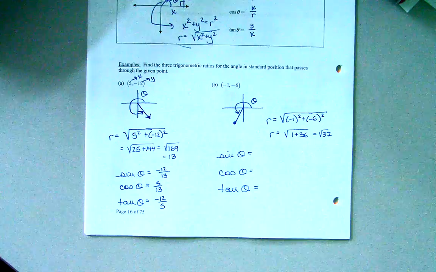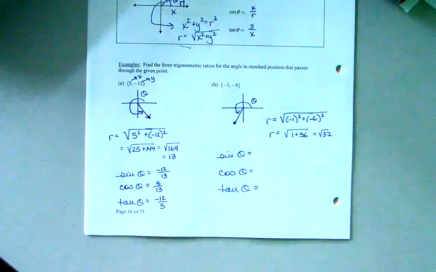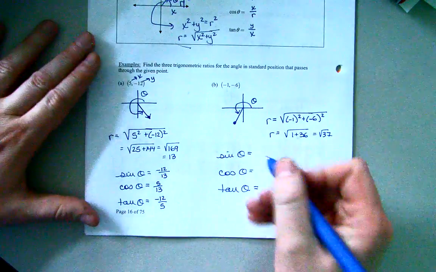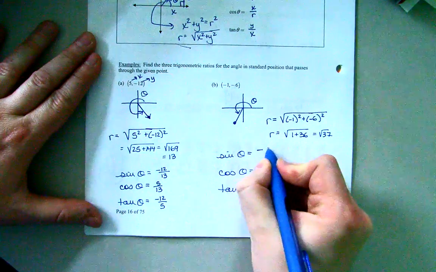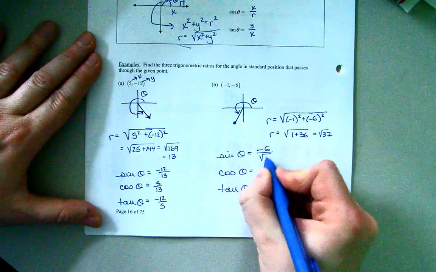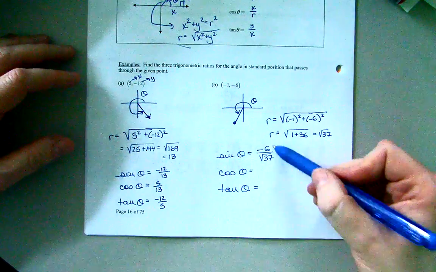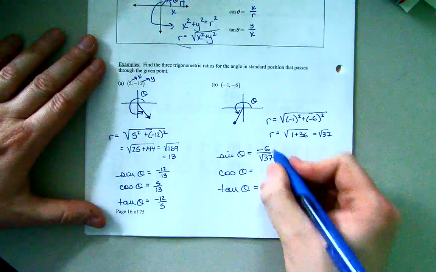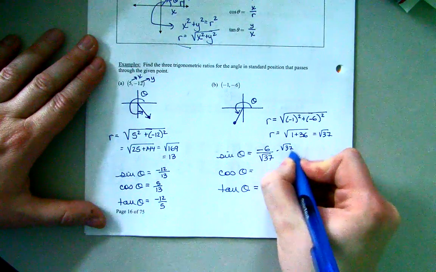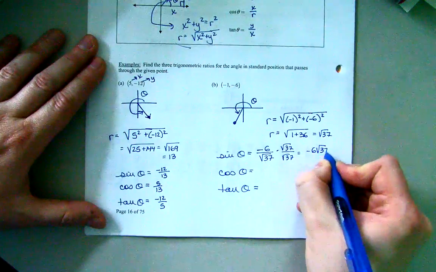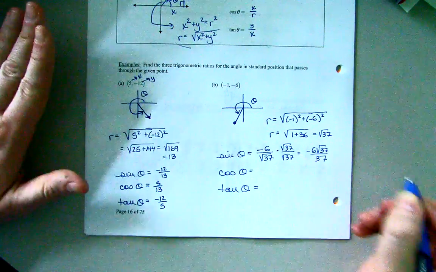Brittany, do you have the sine of theta? Yeah, what did you start from? Perfect. Y over r, but not good enough. Go rationalize. So times root 37 over root 37. Yep, so negative 6 root 37 over 37.